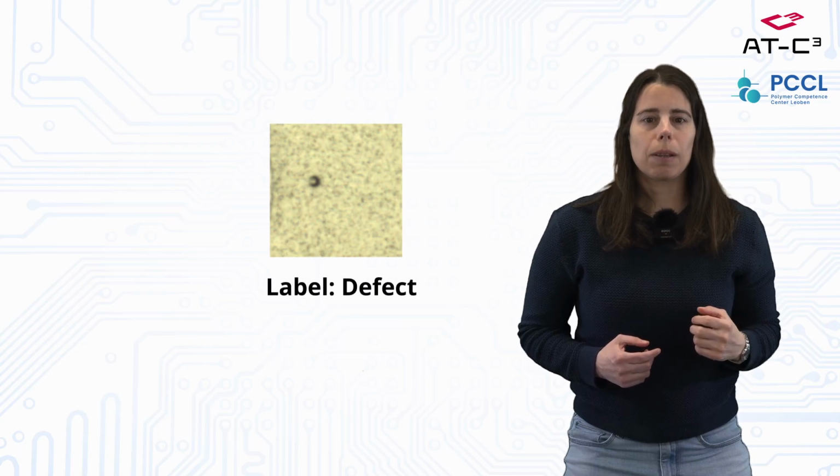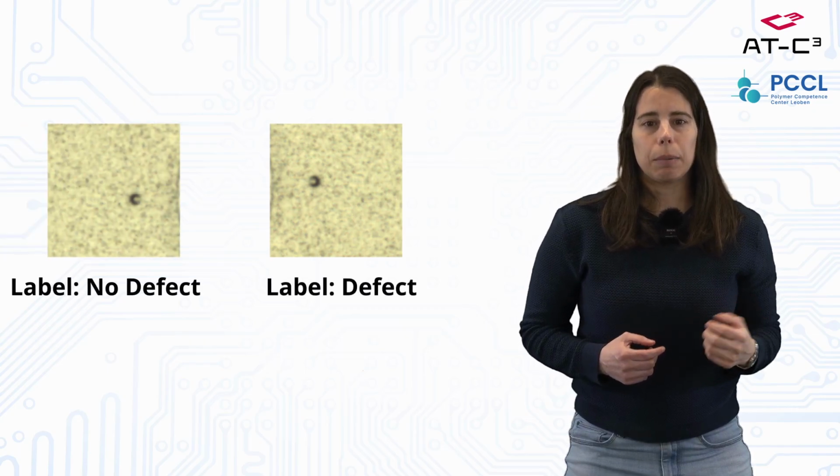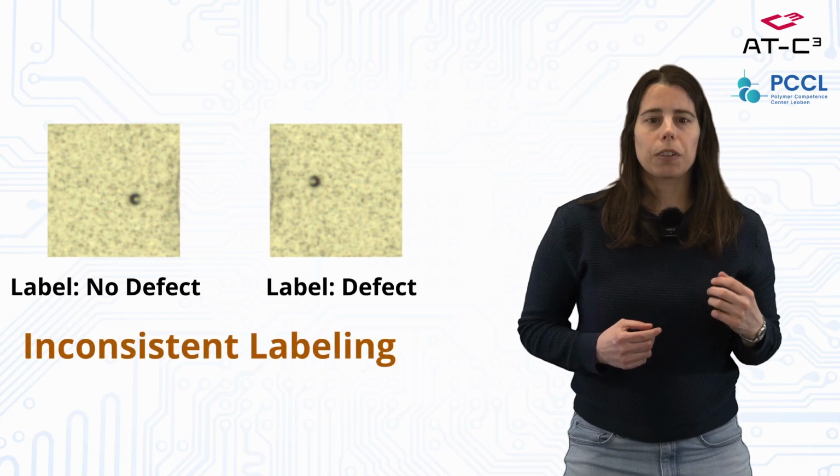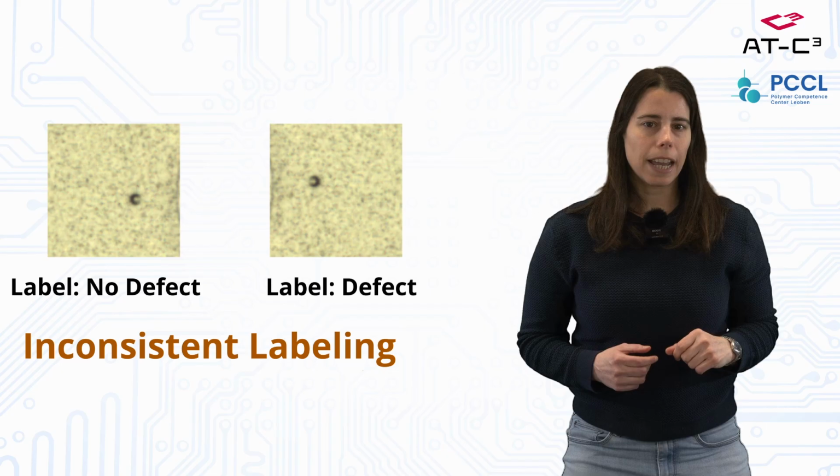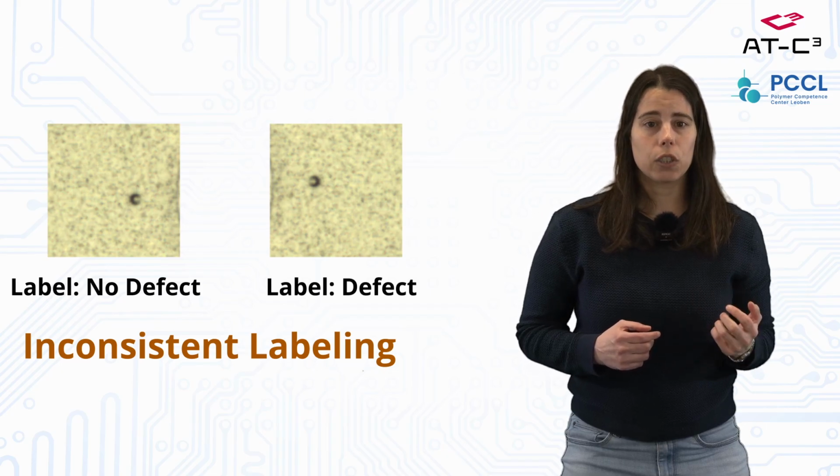Another common problem is inconsistent labeling, which introduces contradictions into the training set. As a result, the model cannot learn clear correlations, significantly degrading performance and leading to uncertain or incorrect predictions.